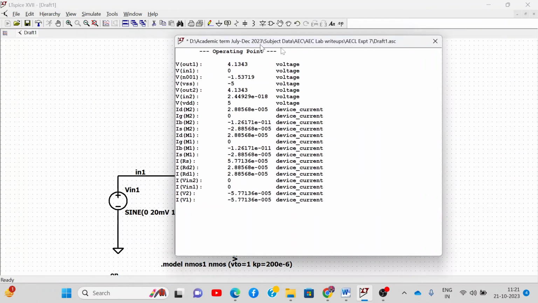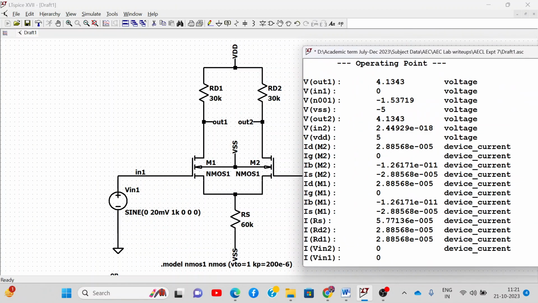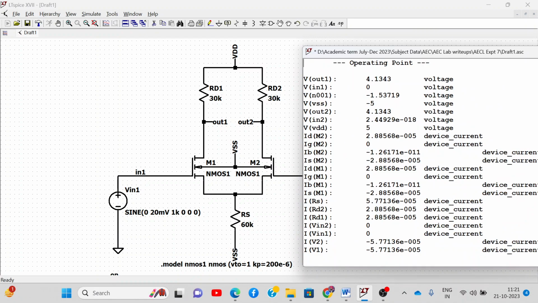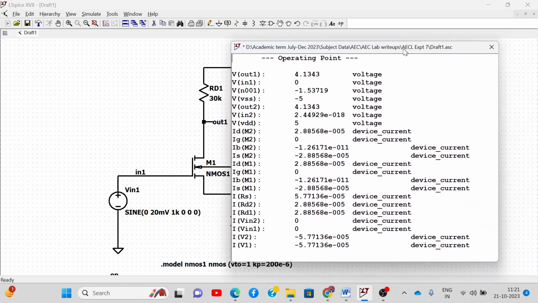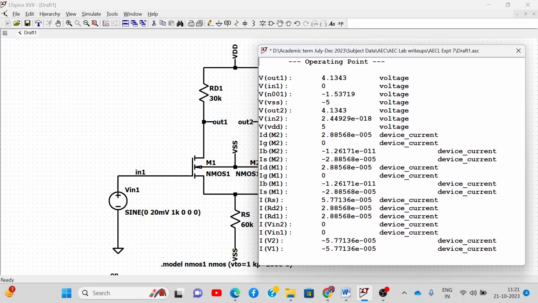Alright. So you get all the parameters. So these are my Q point parameters, operating point parameters. Got it? So here we have the ID value for M1 and M2. As you can see, the ID value for M1 and the ID value of M2 are exactly the same, 2.88 times 10 raised to minus 5. You read it like this, that means 28 microamperes.